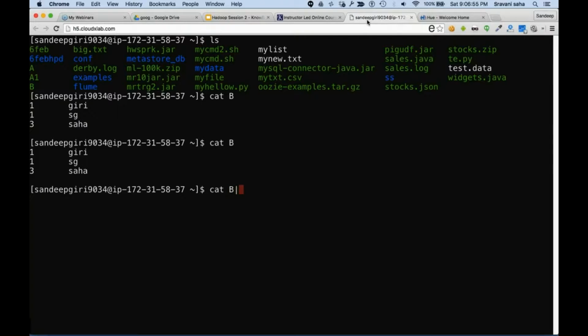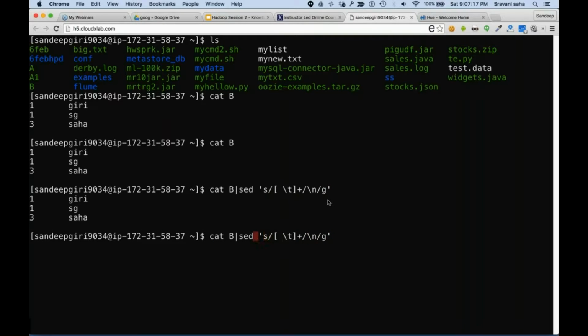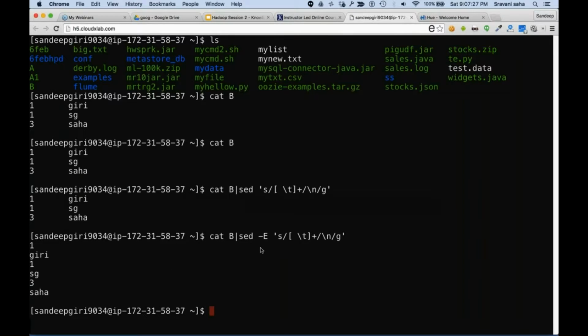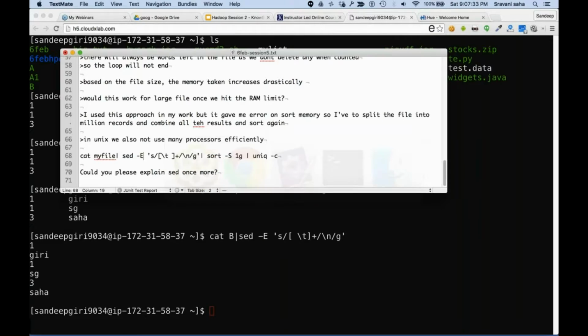Next, I'm replacing any number of spaces or tabs with a new line, globally. But for that I think we need minus E, which does the job. Minus E basically makes sure that SED understands the regular expression. All right, so here we go.